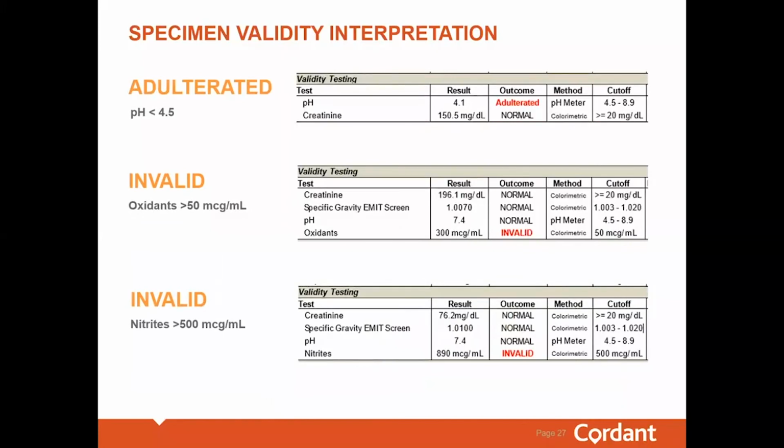Finally, here are some quick examples of what some other validity testing would look like. Up top, we have an acidic pH of less than 4.5, resulting in an adulterated invalid result. Likely, a small amount of something acidic was added, perhaps some vinegar. Next is a failed oxidant at a level of 300 micrograms per milliliter. Everything else is normal, but oxidants were detected. This might be consistent with glutaraldehyde or Urine Luck. And at the bottom is nitrites with a value greater than 500 micrograms per milliliter, which might be consistent with something like the Clear product.